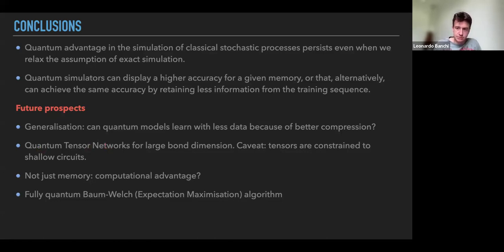In these quantum tensor networks, one might also study computational advantage, though I'm not so certain about any possibilities to get a computational advantage in this setting. And as I said, my algorithm for optimizing these things was inspired by the classical Baum-Welch algorithm, but it would be nice to make a full quantum version of the Baum-Welch algorithm. So these are all possible directions, and I thank you for your attention.